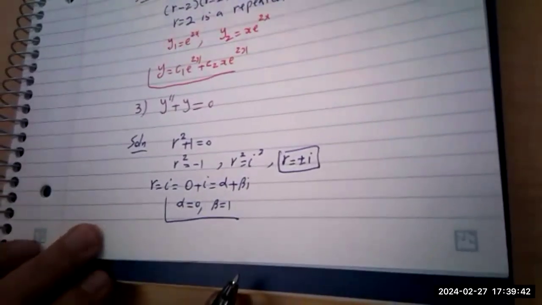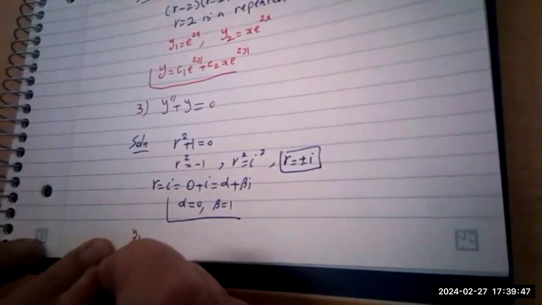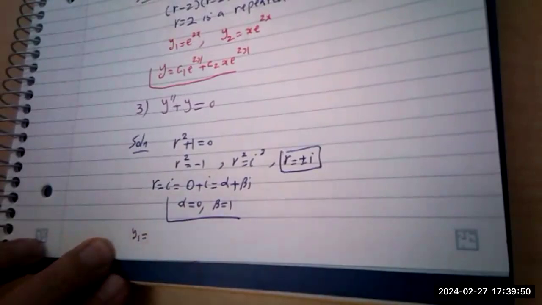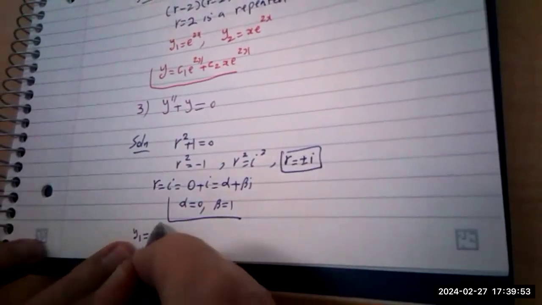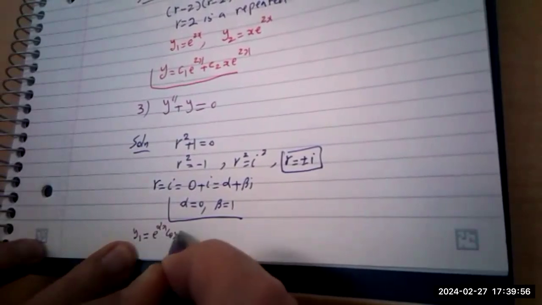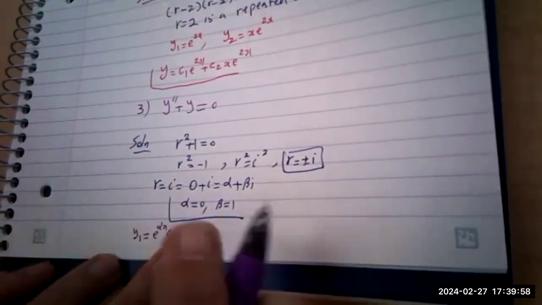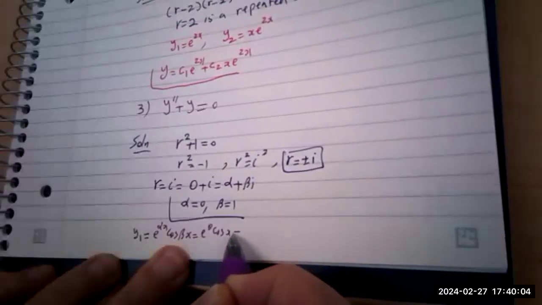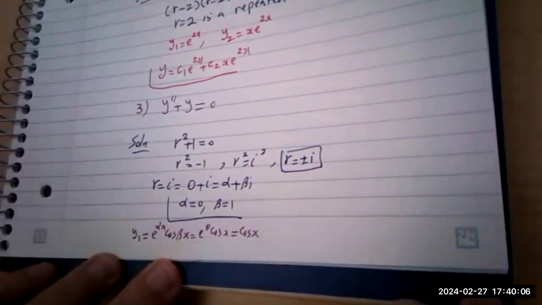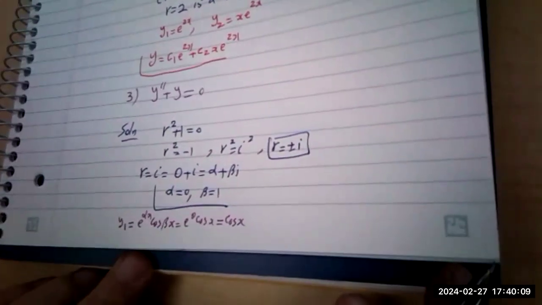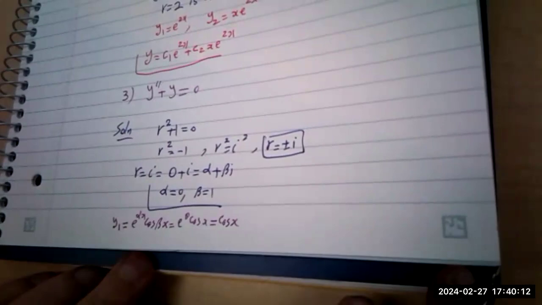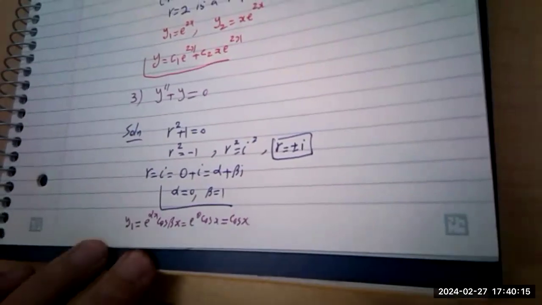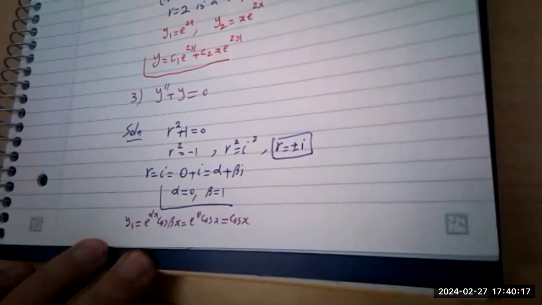Any question? Corresponding solutions. Remember, y1 is e to the alpha x cosine of beta x. So that gives you e to the 0 cosine of x. But e to the 0 is 1, so y1 would be cosine x. According to the formula, one of them is e to the alpha x cosine of beta x, the other one is e to the alpha x sine of beta x.